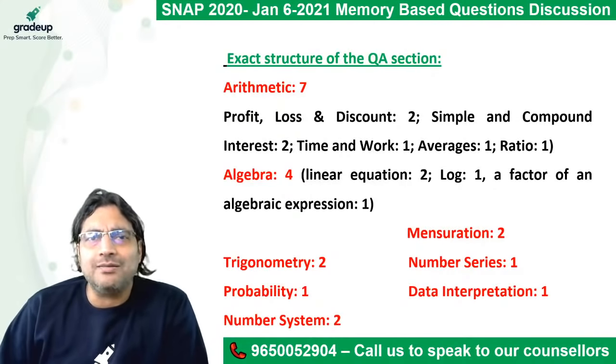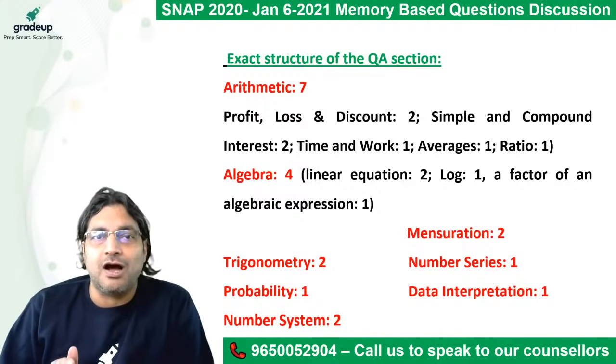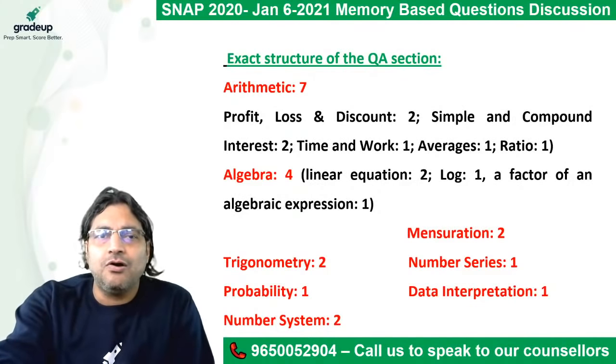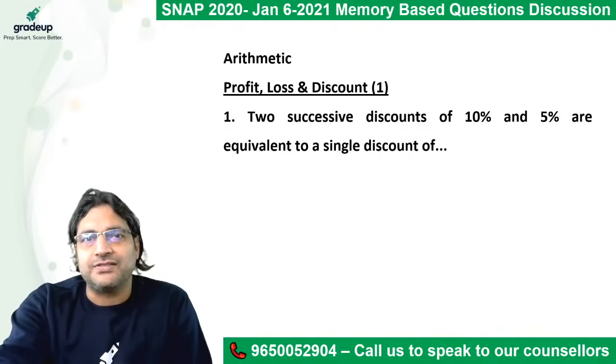But when it comes to the MBA aspirants, slightly different. They, for reasons unknown to me, put probability and permutation combination separately. They do not count probability and permutation combination as part of algebra. All right. Here comes your first question.